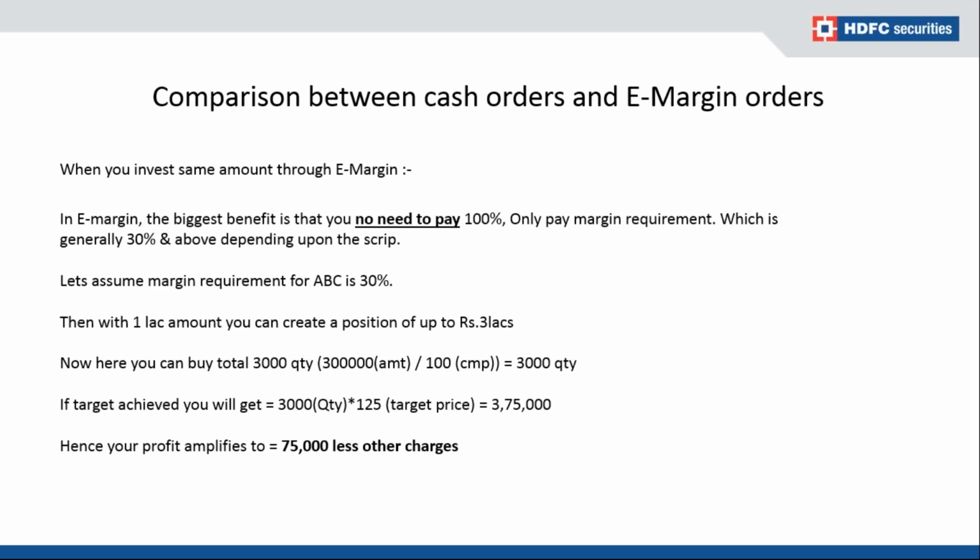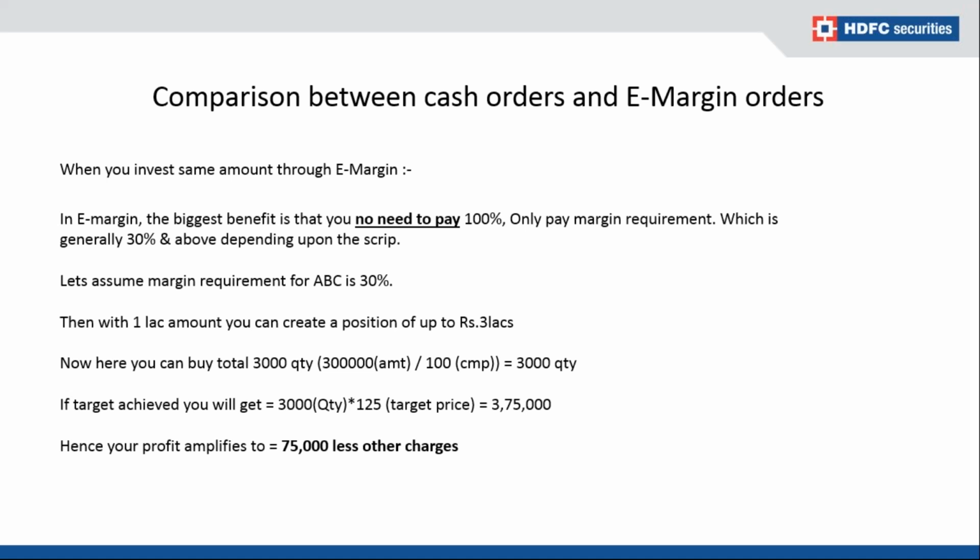The same thing happens in an E-margin, with the same movement of the stock. Let's assume that you have a stock ABC in which you have a bullish view. Now, obviously, you will not be required to pay 100% of the margin, because you are using an E-margin product, you will be required only to pay approx 30% of the stock value as an upfront cash margin requirement. So with the 1 lakh rupees, you will be able to create a position up to 3 lakh rupees. So instead of 1000 quantity, you will be able to buy 3000 quantity.